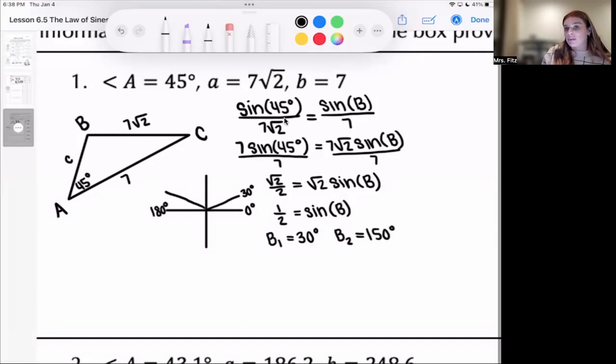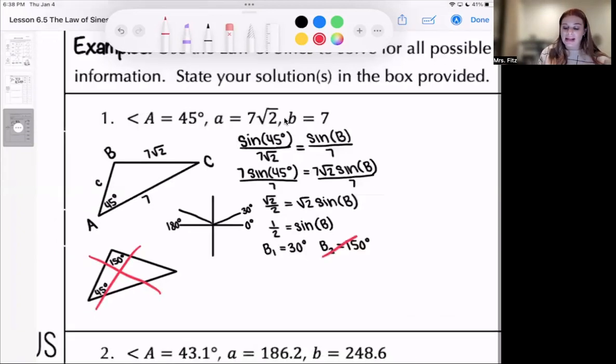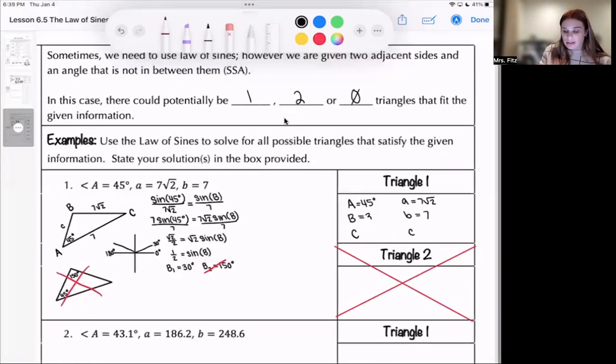But there's a little bit of a problem. We can't use 150 degrees because 150 degrees plus our 45 degrees, if I tried to make a triangle where this is 150 and this is 45, this triangle can't exist. It violates the triangle angle sum theorem. So in this case, we actually only have one triangle. There's no second triangle. Okay, so B, we just found out, is 30 degrees.